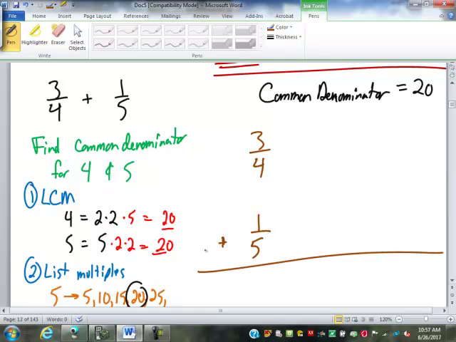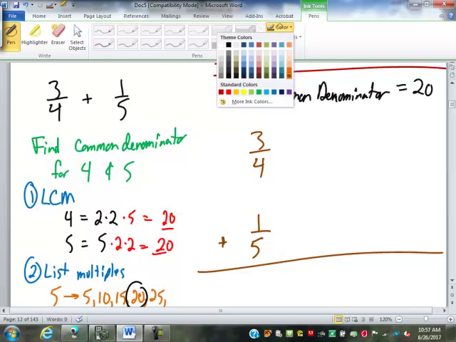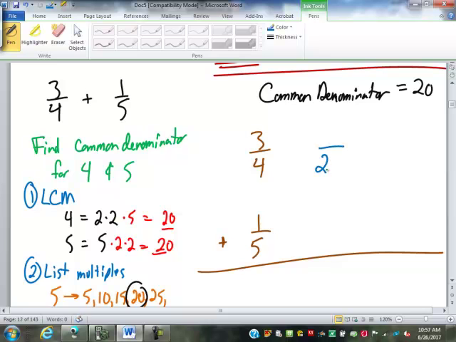Now for me, my mind adds numbers vertically like this. So I'm going to set it up vertically: 3/4 plus 1/5. And I have to change both of those into 20ths. What do I have to do to a 4 to change it into a 20? Multiply by 5. So what do I have to do to the 3? Multiply by 5. 3 times 5 is 15. What do I have to do to the 5 to turn it into a 20? Multiply by 4. So what do I do to the 1? Multiply by 4, which gives you 4 20ths.